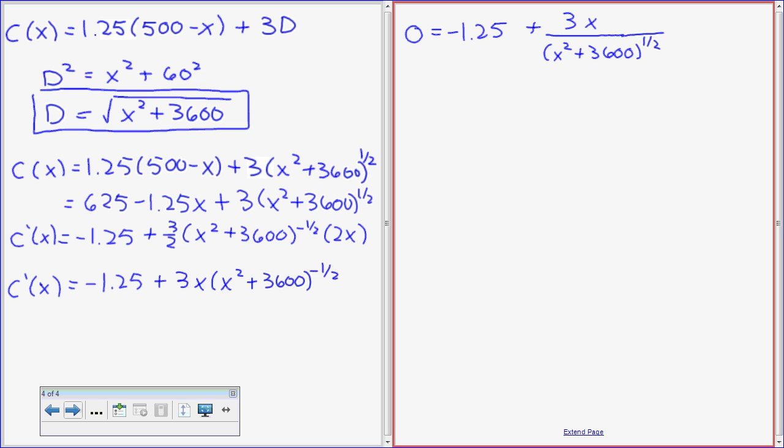Okay. Where did the 2 go in front of the x? Shouldn't it be 6x? Yeah, but we're dividing by 2 here, right? Divided.